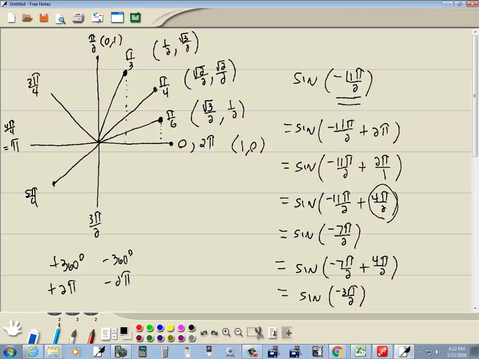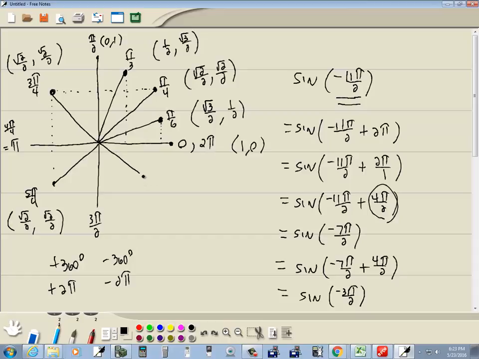Now the symmetry on this is such that if I come straight over to here, that's going to give me this point here. So this point is also going to be square root of 2 over 2 and square root of 2 over 2. And if I come straight down to here, by symmetry, this will also be square root of 2 over 2 and square root of 2 over 2.